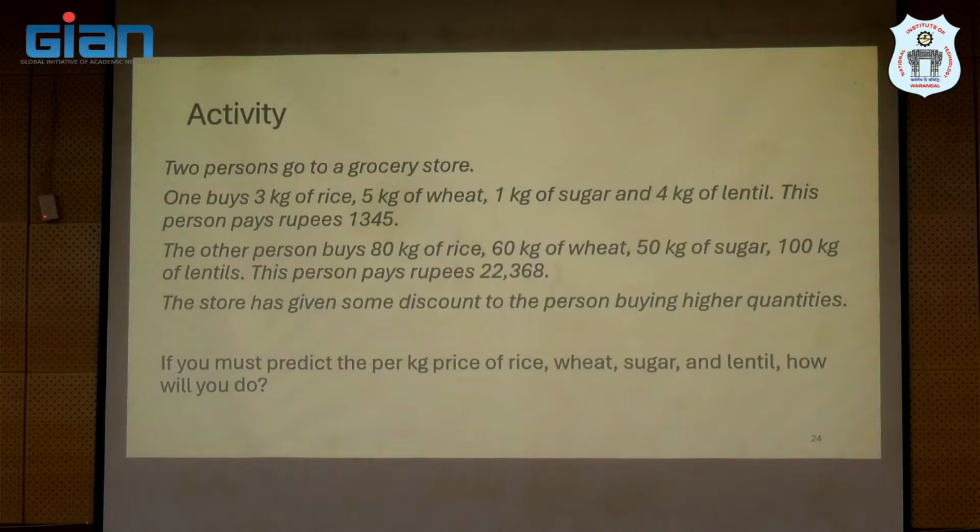Now if I ask you to predict the per kilogram price of each of these items like rice, wheat, sugar and lentil, you are going to follow a method, right? All I'm saying is predict these per kilogram prices. What I want you to do in this activity is work in pairs or in teams, but capture your thinking. What will you do first? What will you do next? Okay, so that is the activity. Is the objective clear? Any questions?